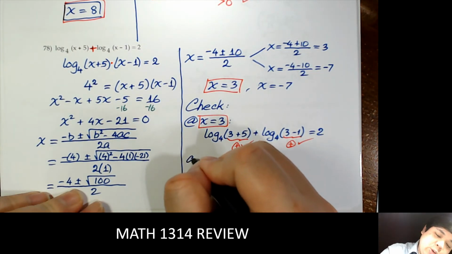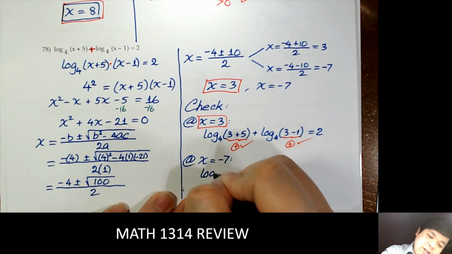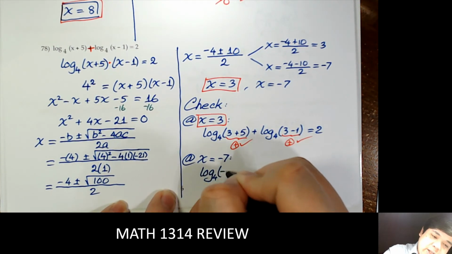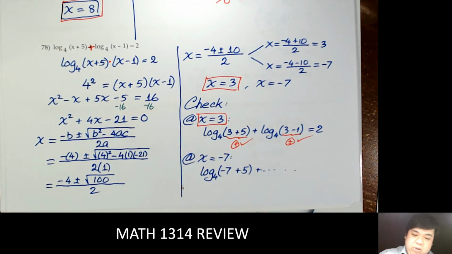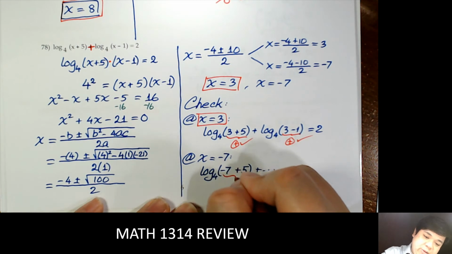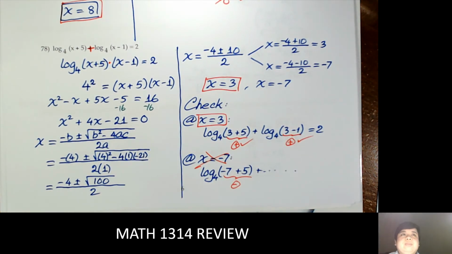Now when x equals negative 7, log base 4 of negative 7 in for x, and we don't need to write the rest of the problem because we have a negative inside the log, which is no good. So for logarithmic equations, we always have to check the answer because whatever we put into the log, the argument of the logs must be positive.